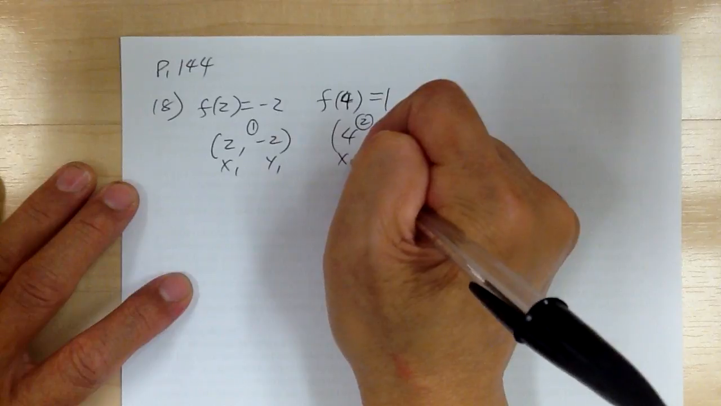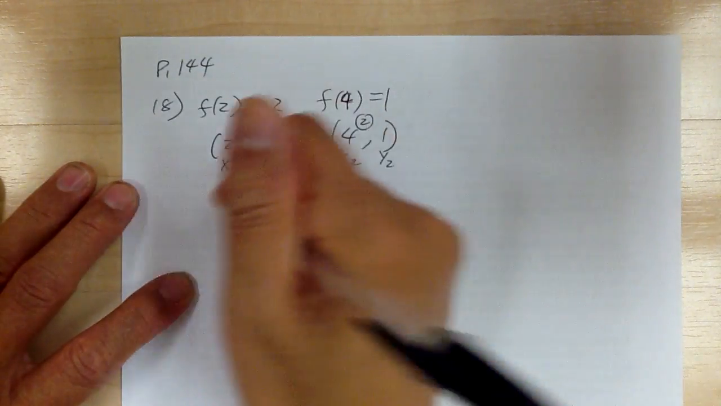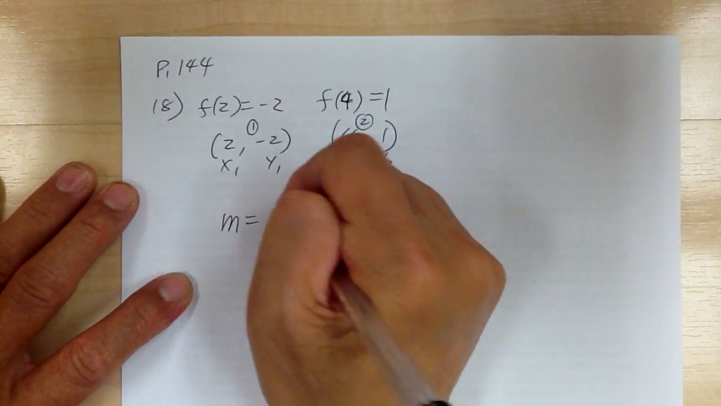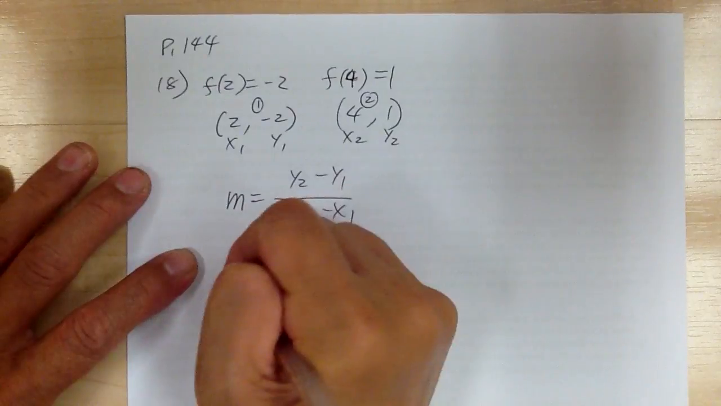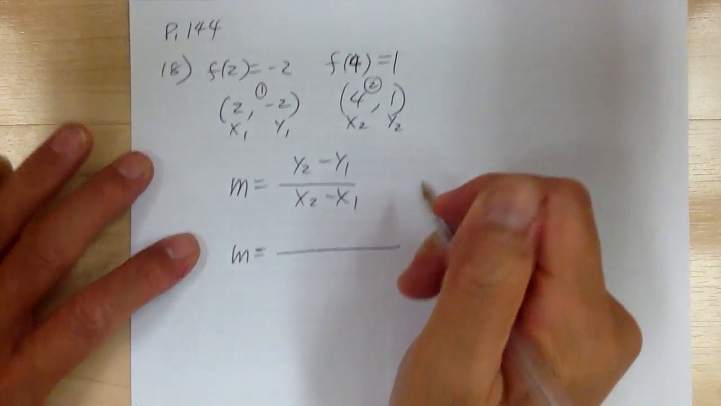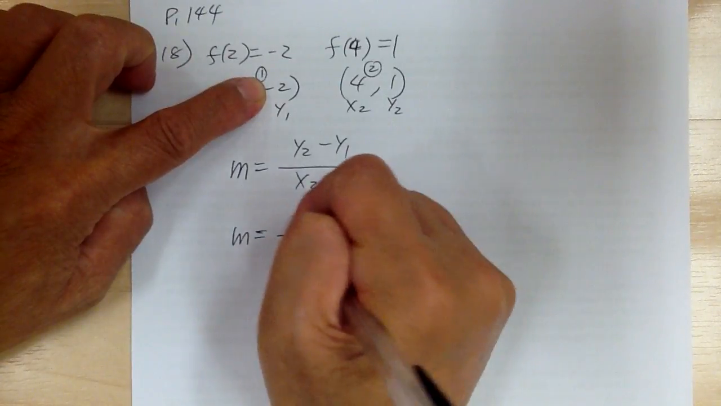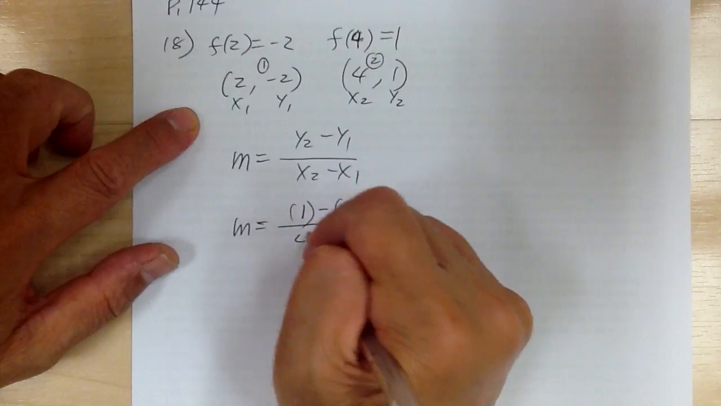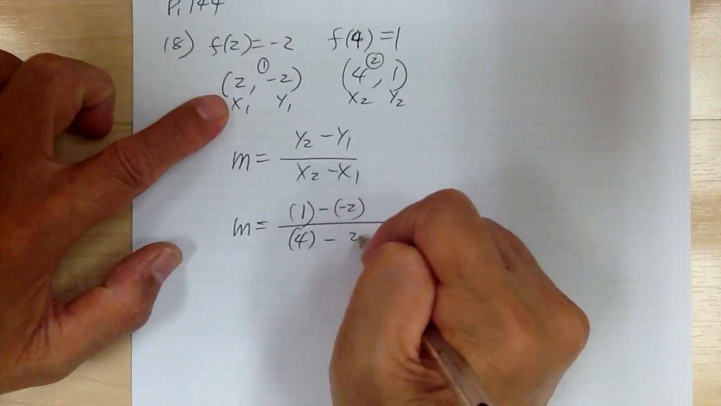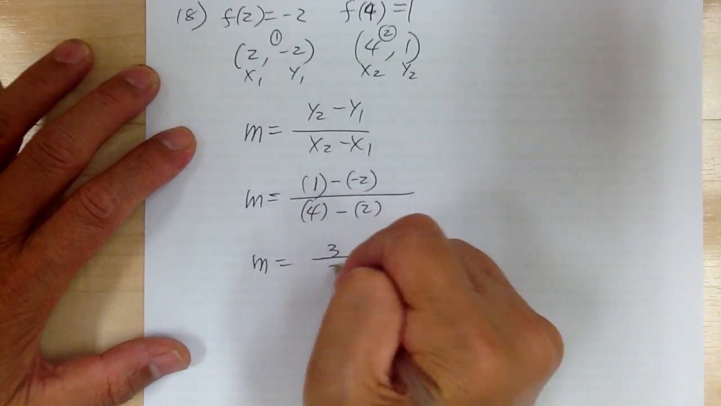So you have to use the technique you learned from before, right? So first, let's get the slope. The slope is y2 minus y1 over x2 minus x1, right? So slope equal to 1 minus negative 2. Use parentheses so you can keep track of your negatives, over 4 minus 2. Right? So slope equal to 3 over 2.